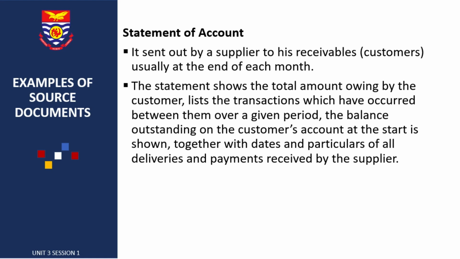Statement of account. It is sent out by a supplier to his receivables, that is customers, usually at the end of the month. The statement shows the total amount owing by the customer. It lists the transactions which have occurred between them over a given period. The balance outstanding on the customer account at the start is shown, together with dates and particulars of all deliveries and payments received by the supplier.